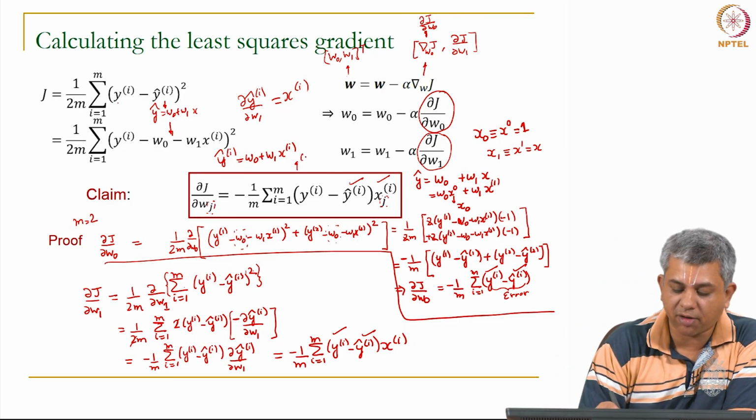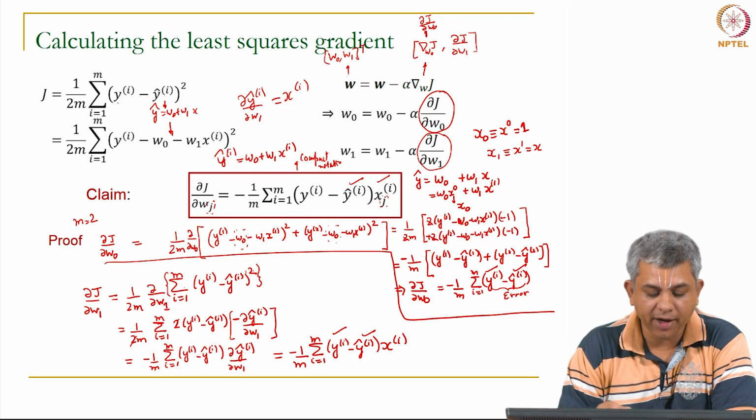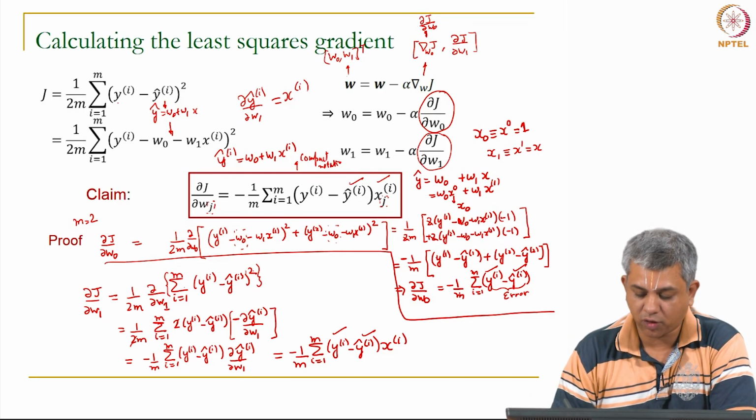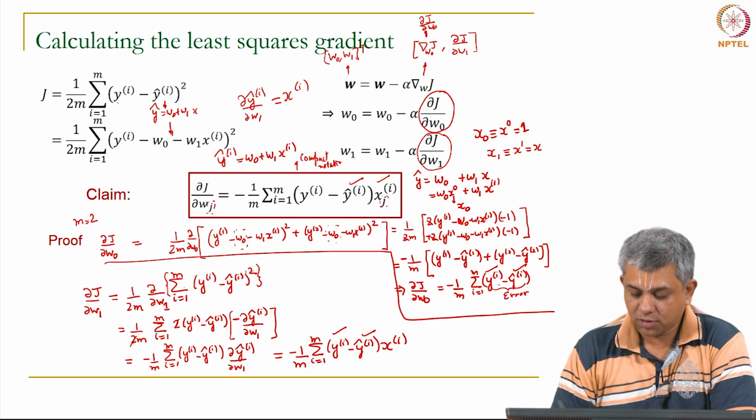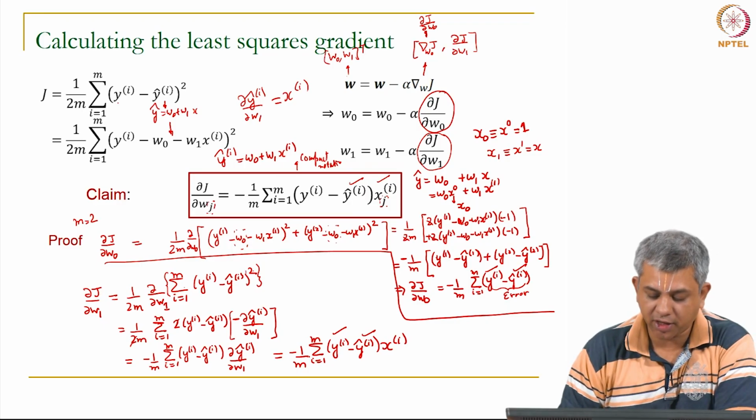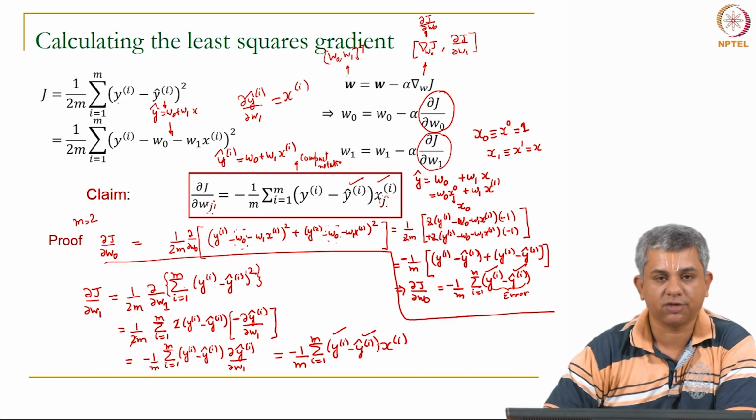If you are not comfortable with this, that is fine. You can simply write both these terms individually and say that del J del w naught is minus 1 by m times the sum of (y i minus y hat i). Similarly, del J del w 1 is minus 1 over m times the sum of (y minus y hat) multiplied by x.